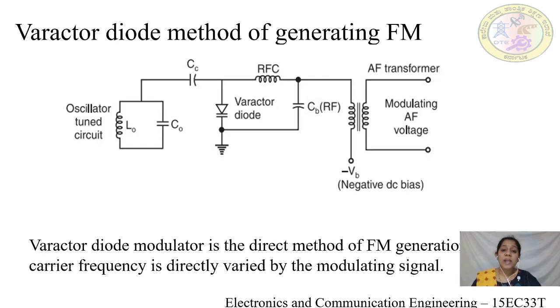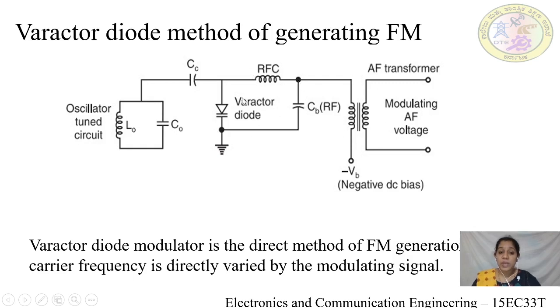Next we'll go with the varactor diode method of generating FM. The varactor diode method is a direct method of generating FM. Here the frequency of the carrier can be varied directly with the amplitude of the modulating signal. Hence this method of generating FM is direct. The varactor diode is a semiconductor diode whose junction capacitance varies with the applied voltage when the diode is reverse biased. So we can see the setup of the varactor diode method for generating FM.